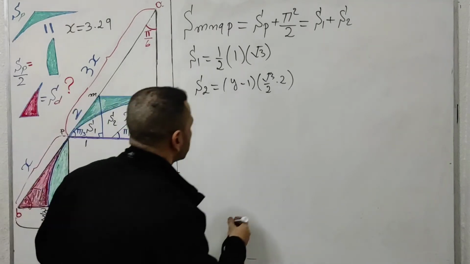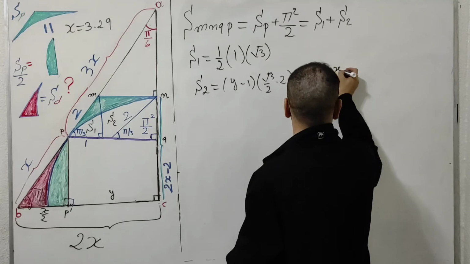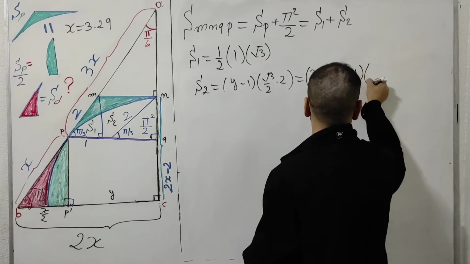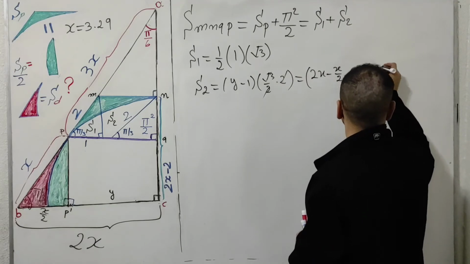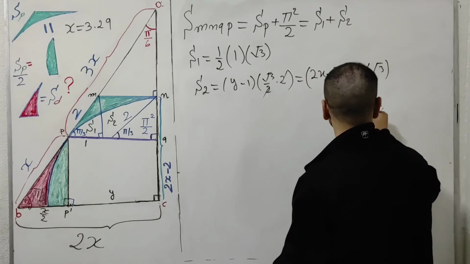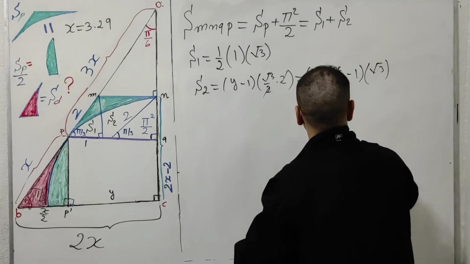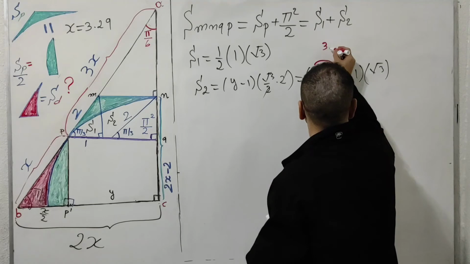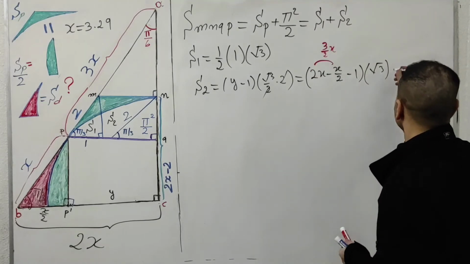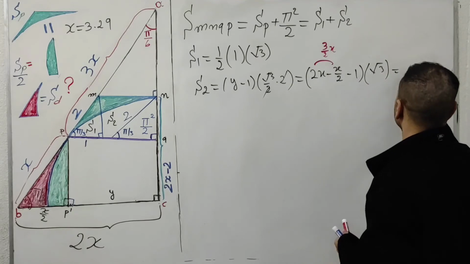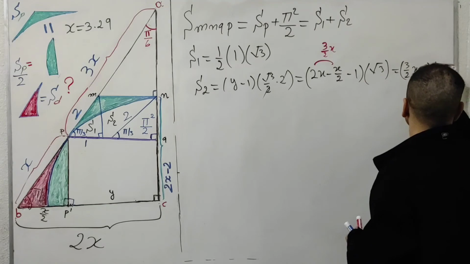Okay, y equals 2x minus x over 2 minus 1, multiplied by this one. I'm going to simplify 2. I will get square root of 3 here. So by simplifying this one, it is given as 3 over 2x minus 1. That means this one is given as 3 over 2x minus 1 multiplied by square root of 3.